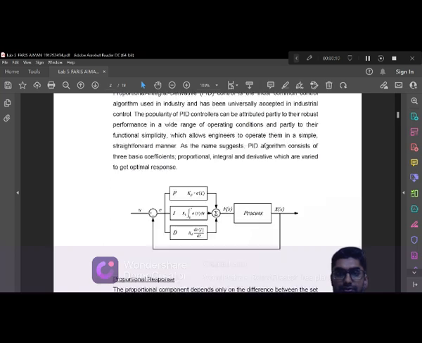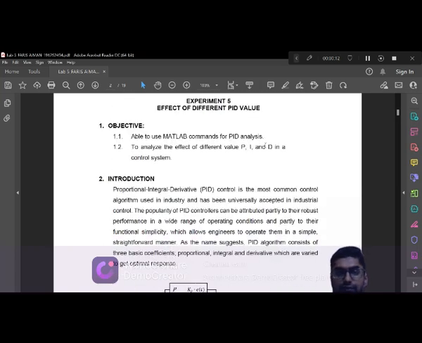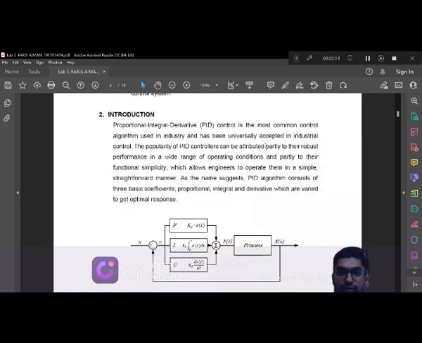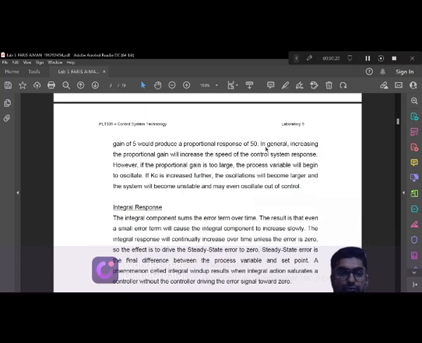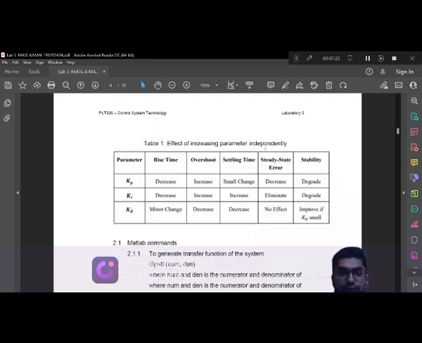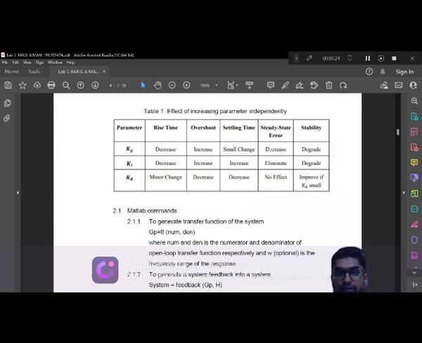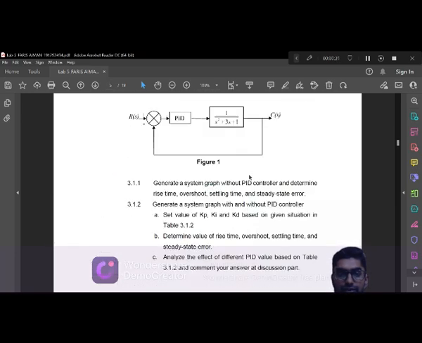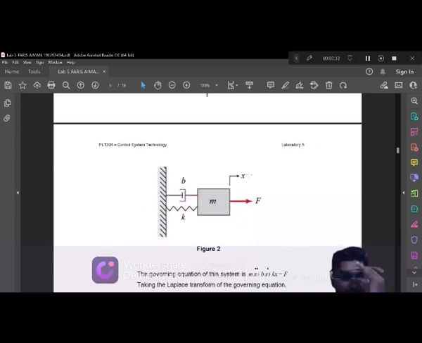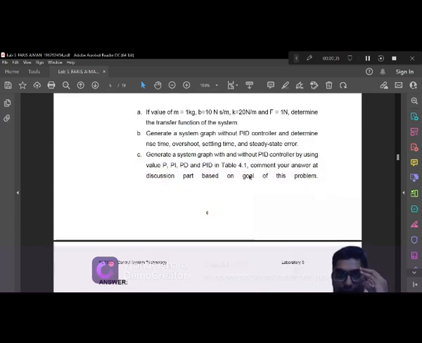So as we can see, this is experiment 5, the effect of different PID values. We use MATLAB commands for PID analysis. I will show the graph of the effect of increasing each parameter independently. We use MATLAB so we can see the graph. I will show you.